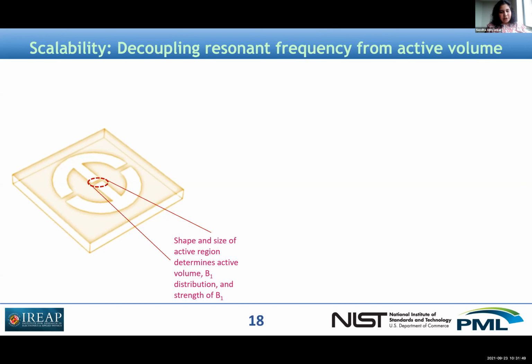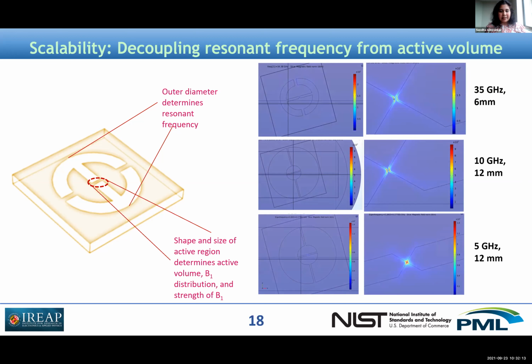Over here, we have a central region, which is the active volume. And we have the resonant frequency, which is determined by the outer diameter. And then you can fine tune it using other parameters, such as the inner diameter, the capacitive gap, and so forth. But basically, now we have decoupled the active volume from the resonant frequency. And so what that allows us to do is make resonators at pretty much any frequency range. So here is an example of a resonator at 5 gigahertz, 10 gigahertz, and 35 gigahertz with their dimensions. So this is a very scalable design.